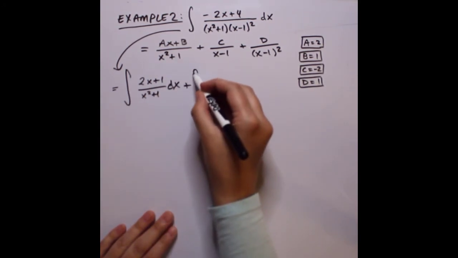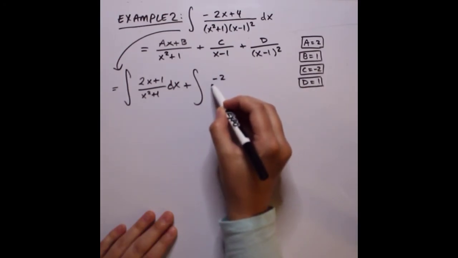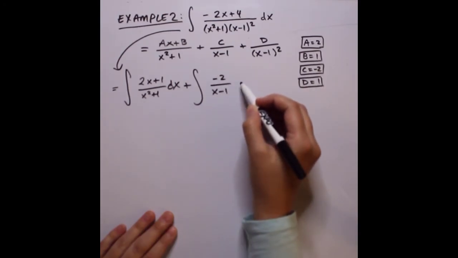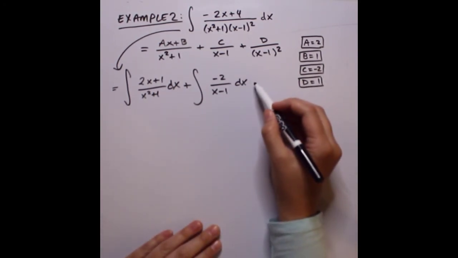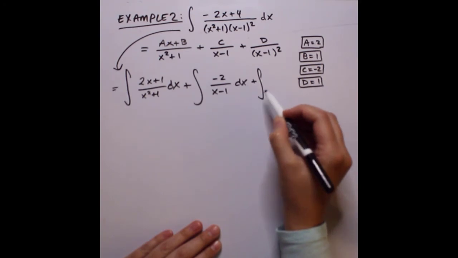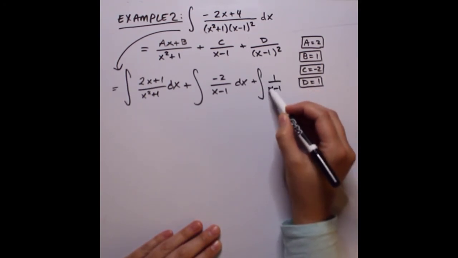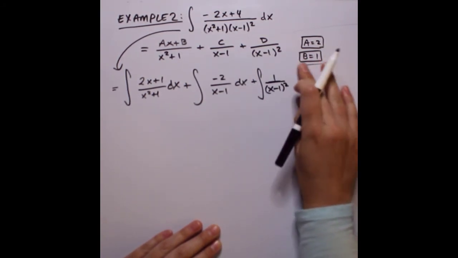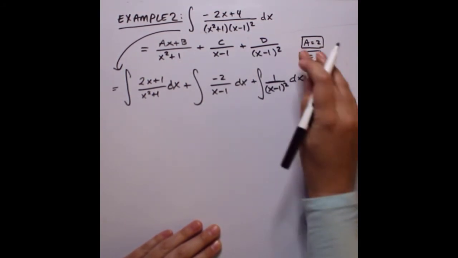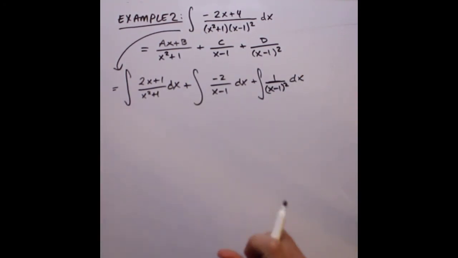Next term, we have c was negative 2, so this is the integral of negative 2 over x minus 1 dx. And then our last term here, we have plus the integral of d, which was 1, over x minus 1 quantity squared, dx. Okay, and so the hard algebra part is over. The rest is going to be us using our integration techniques.